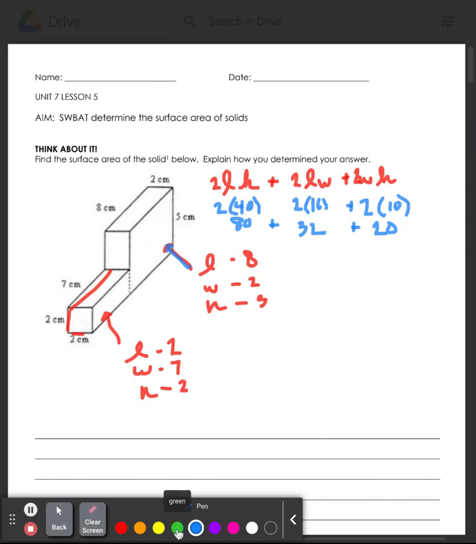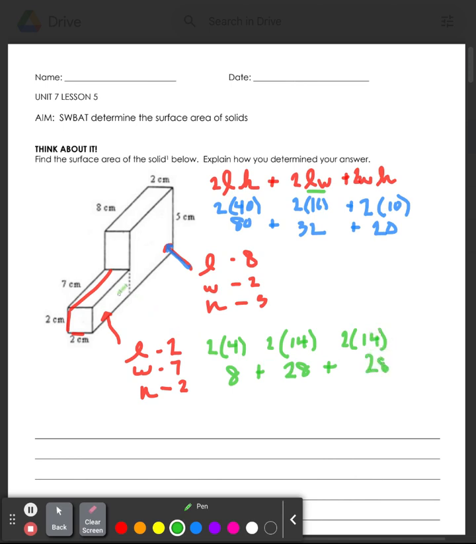And then down here, our length and height, so 2 times 2, that's 4. 4 times 2 is 8. We're going to add that to our length and width, so it's 2 times 7, that's 14. And there's two sides to that, so that's going to be equal to 28. And then last but not least, the width times the height. 2 times 7 is 14 again, times 2, that's 28.